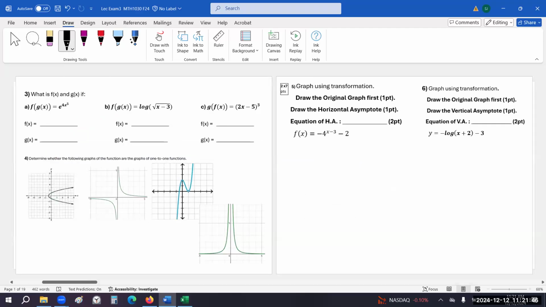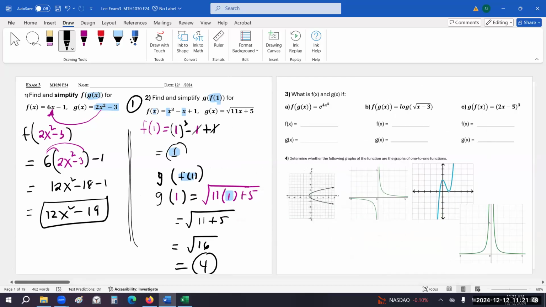Wait, can you share? Just take a picture. We don't have time.